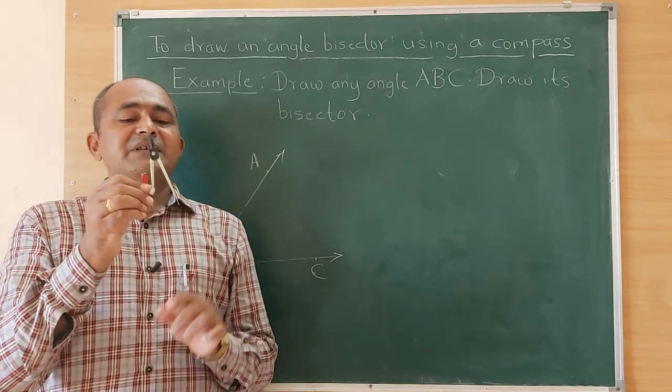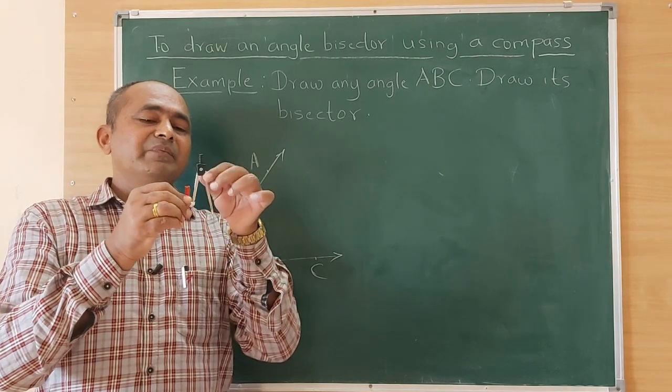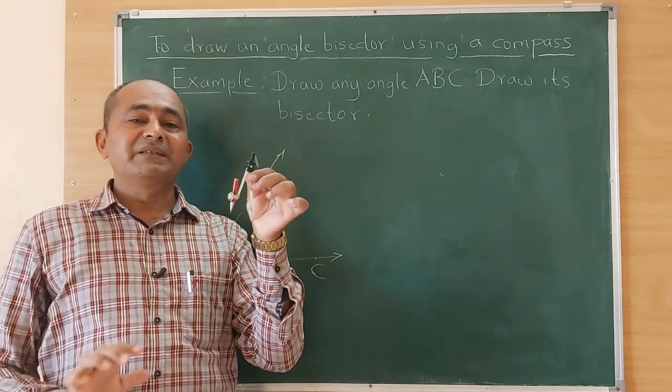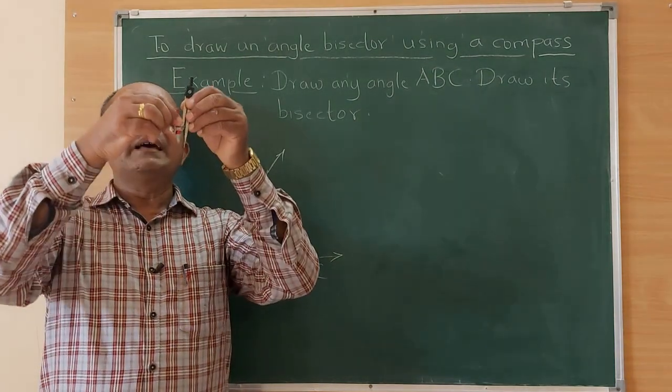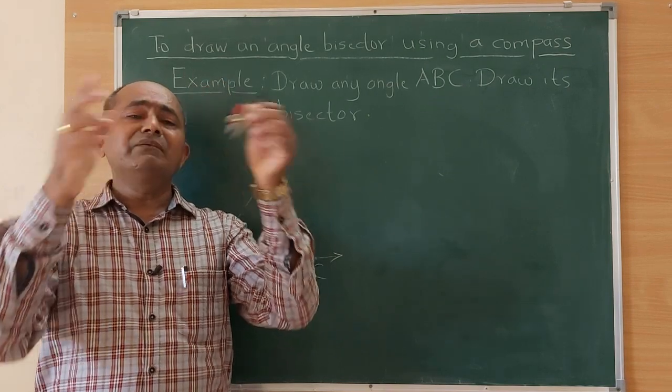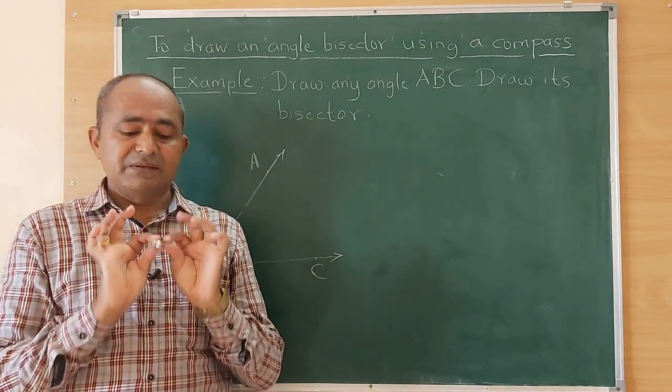So the compass has two arms, one is a metal tip and to the other arm we fix a pencil, and we align the pencil like this, and then we use this compass.